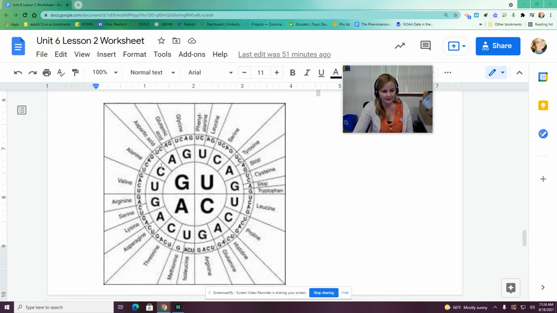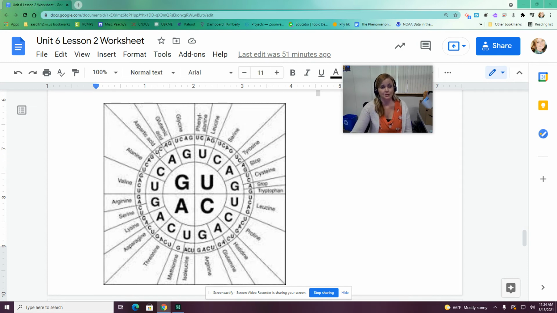And again, every single one of these, GCU, GCC, GCA, and GCG, they all code for alanine, so it's really not a big deal here. But you'll notice some other ones are split, like UG is tryptophan, but UGU is cysteine. It's really hard to read there, but that's cysteine. So, you have to make sure you follow all three rings.